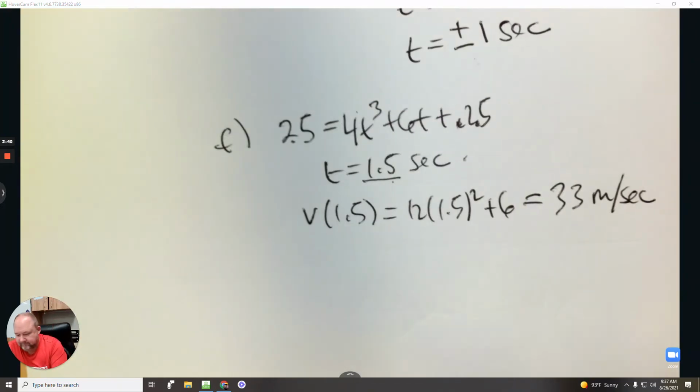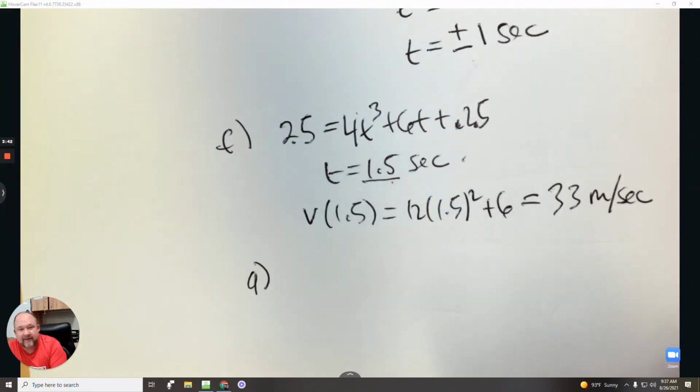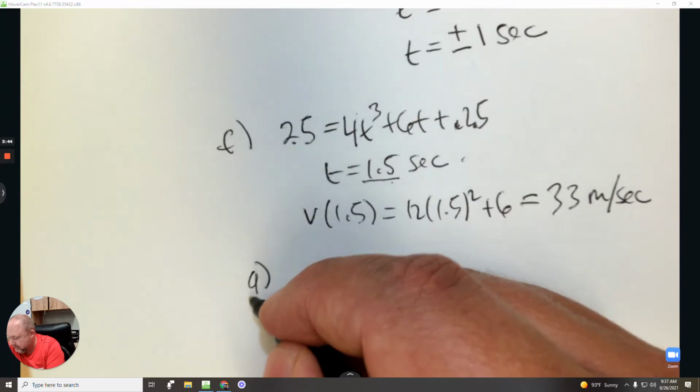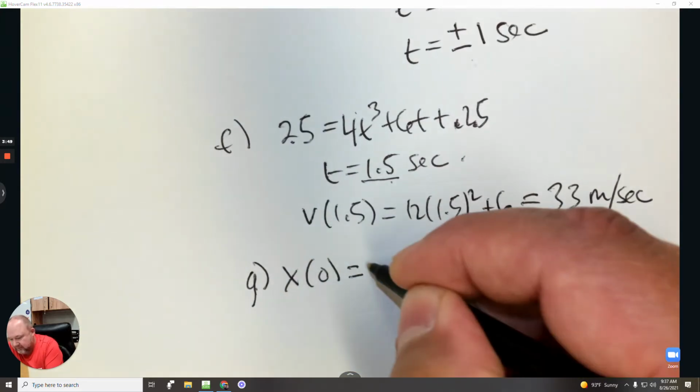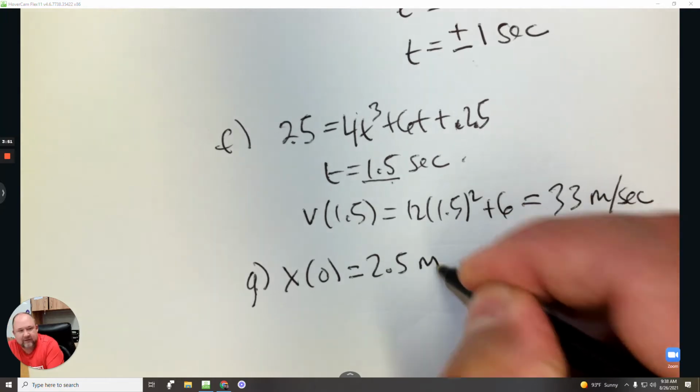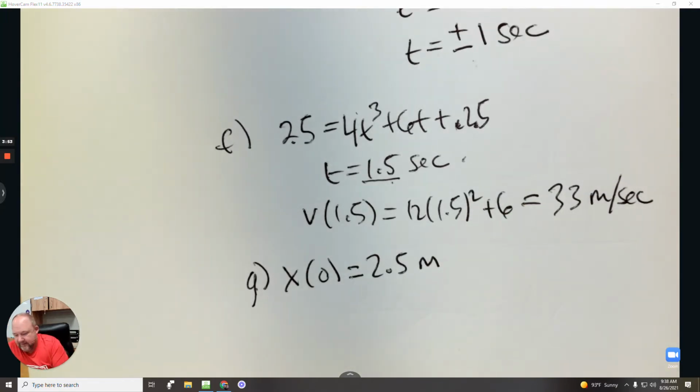G asks, find the initial position. So you take the position equation and plug in 0, and so you're left with that, and the unit is meters. H asks for displacement.